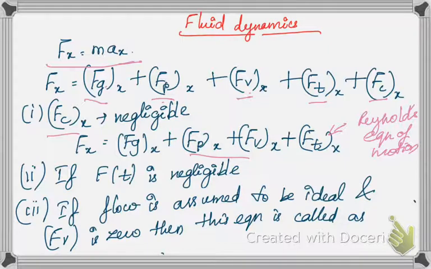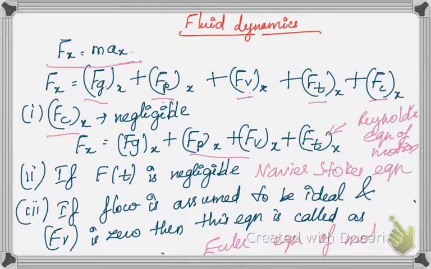And if Ft is negligible, that is, if I am omitting Ft of x, the force due to turbulence, then the resulting equation is called the Navier-Stokes equation. And if you assume that the flow is ideal and the force due to viscosity is 0, then the equation will be called Euler's equation of motion.